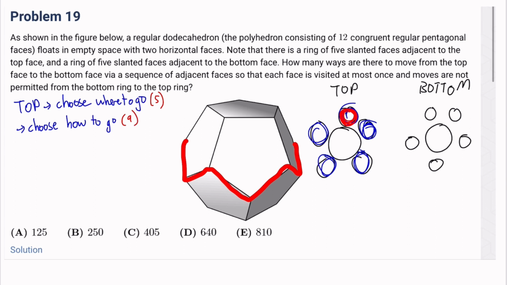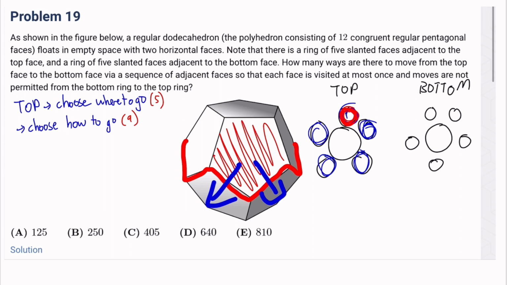And then after we chose here, let's say that face is this face. But then now we have to choose to go to the bottom face. So from the top to the bottom we have to move, but then we have two choices here. We can go to here or we can go to there. So we have two choices, choose how to go down, and that will give us two choices.